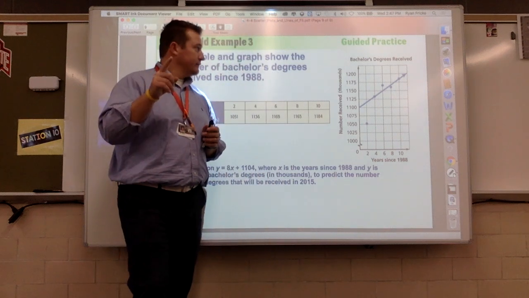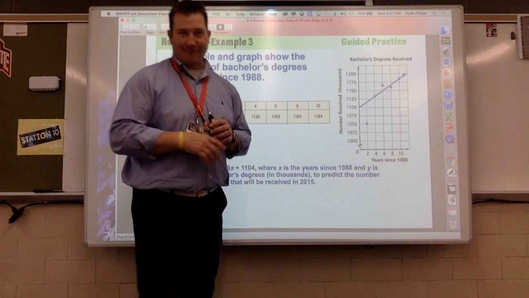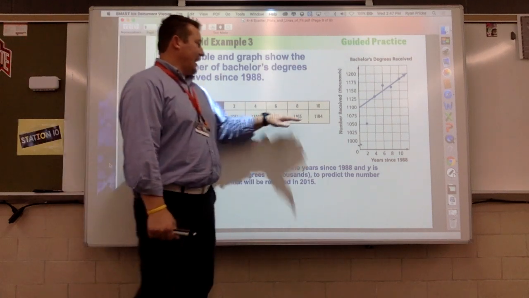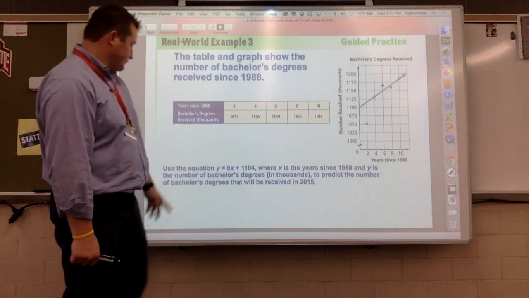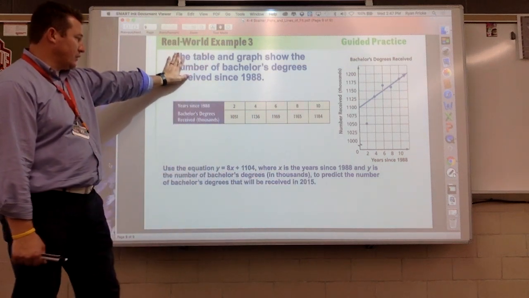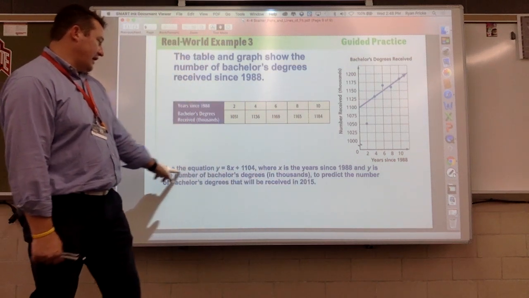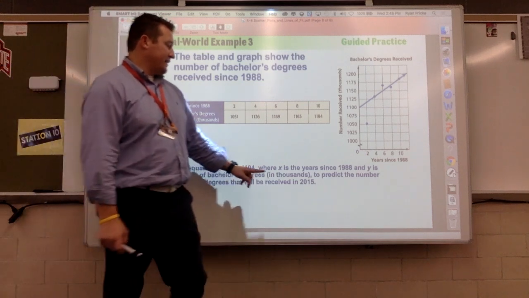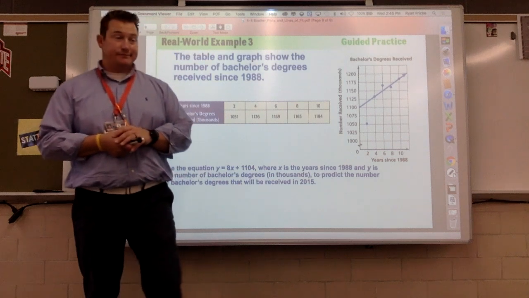So there's got to be a better way. Don't you worry. It's called 4-6. But for now, we're going to pretend that doesn't exist, and we're going to do it this way. All right, so again, here we go. We have to use this equation to predict the number of bachelor's degrees that will be received in 2015.